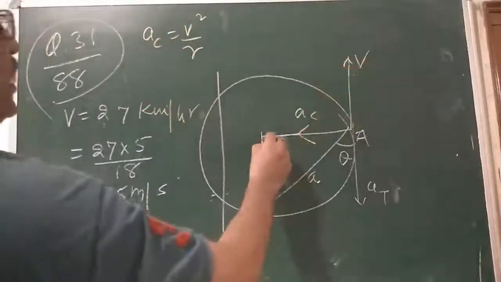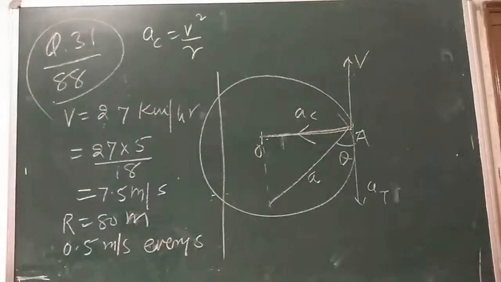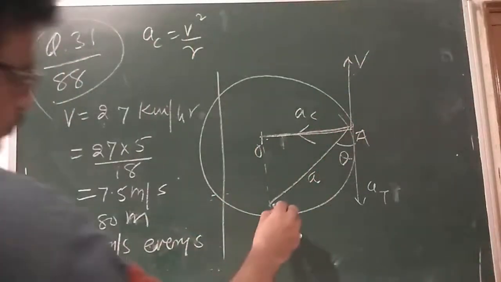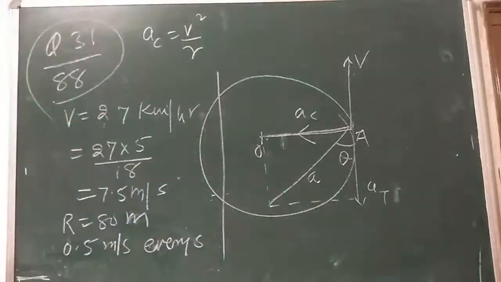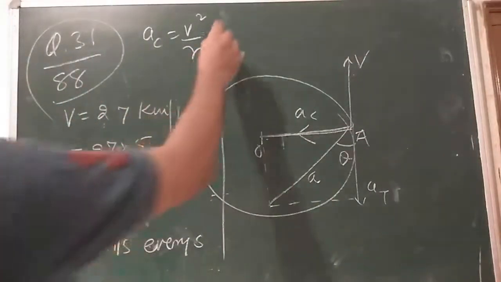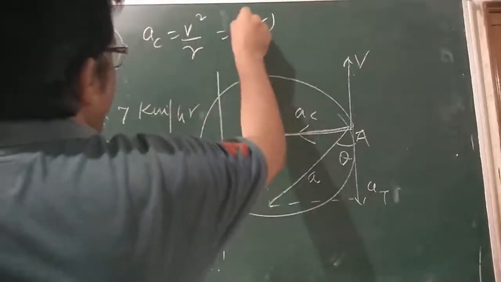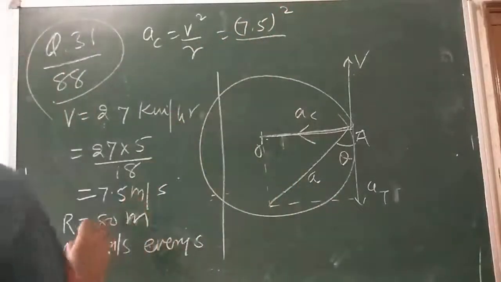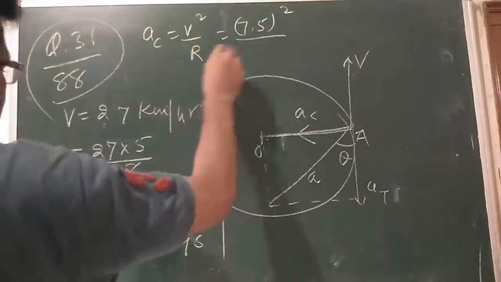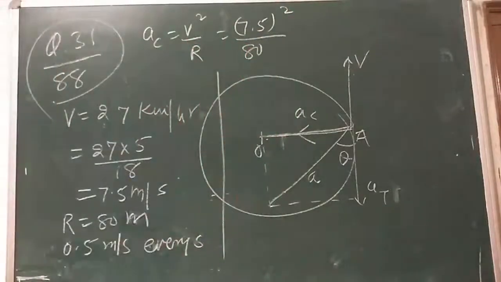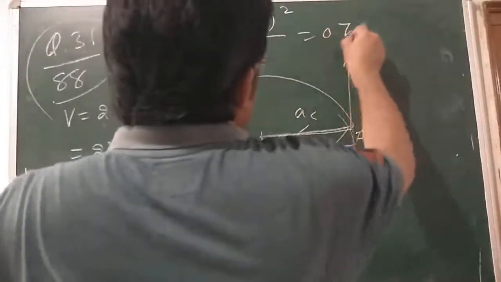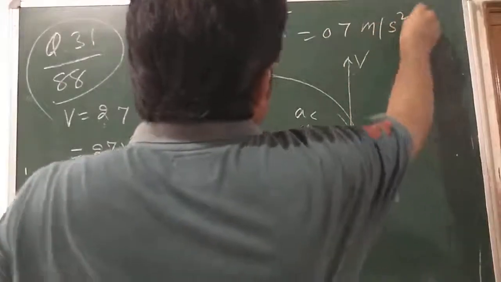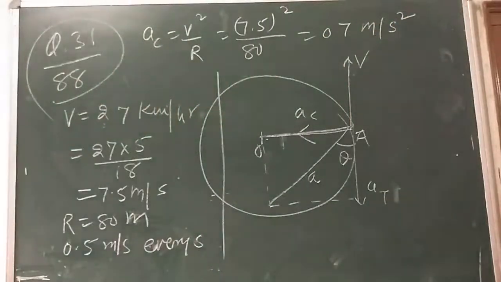The centripetal acceleration AC is equal to V square by R. Here it is V, here it is the radius. V square upon R, V is 7.5 whole square divided by radius R, that is 80 meter. Solve this. When you solve this, you will get around 0.7 meter per second square. Write down.